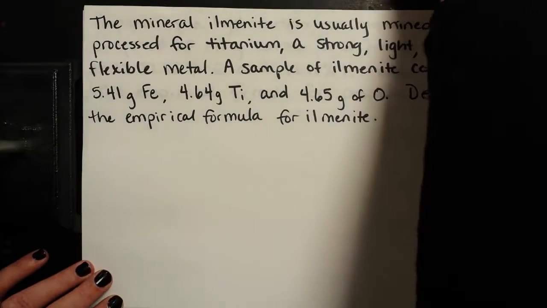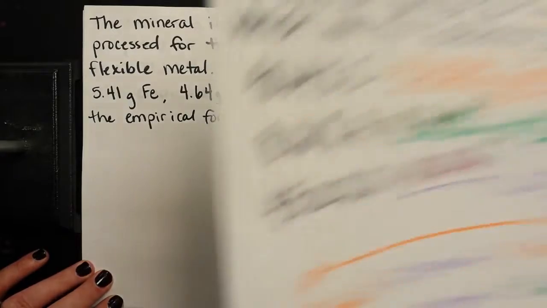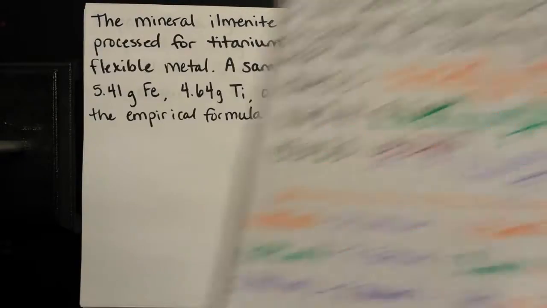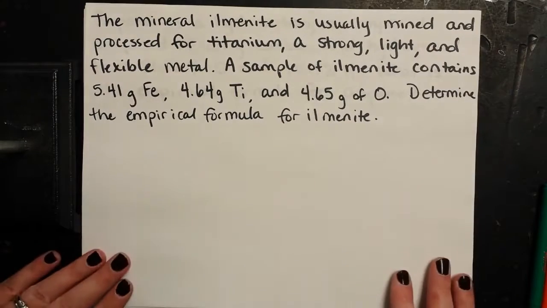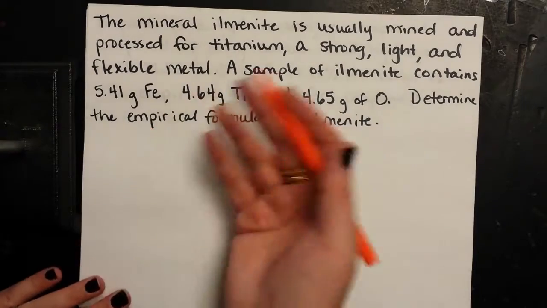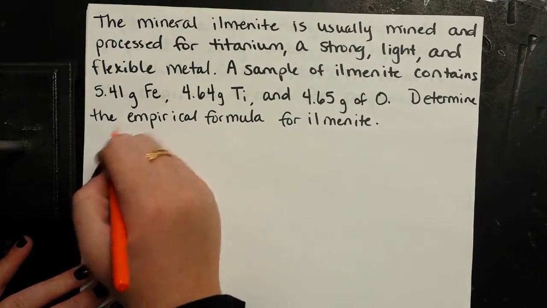Notice how they gave us masses from the beginning. Now in the previous problem, they gave us percentages that we had to convert to masses, making an assumption of 100 grams. If you are given mass, you can start with mass, okay? Because with that mass, you can get straight into moles without having to change anything else. So here, I'm going to maintain a different color for each element so you can see what we're doing.